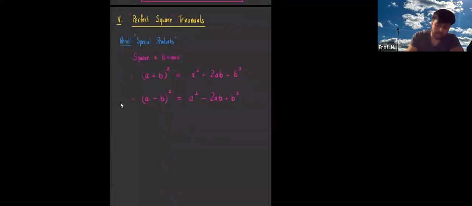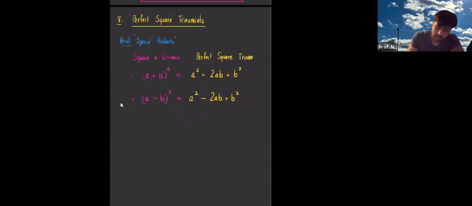So this is the square of a binomial. You know what? Maybe I should make this a different color. So this here on the right, this is called a perfect square trinomial.